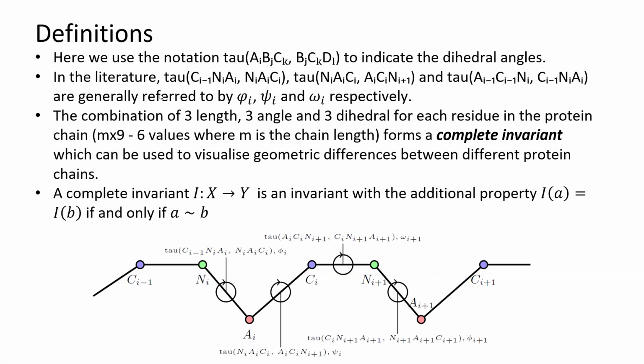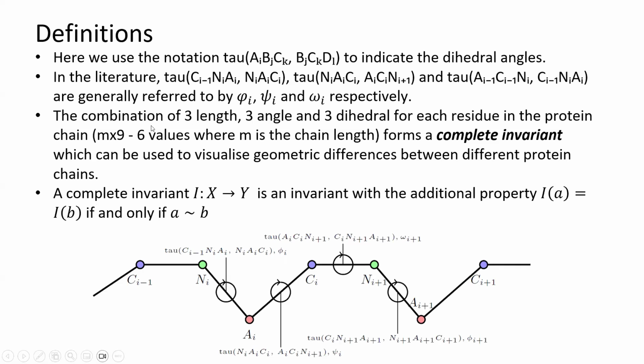So the notation here is a bit more precise, and again, they're indicated on the graph along with their traditional notation. You can see this one is phi_i, psi_i, and omega_{i+1}. The omega one is the one across the peptide bond.